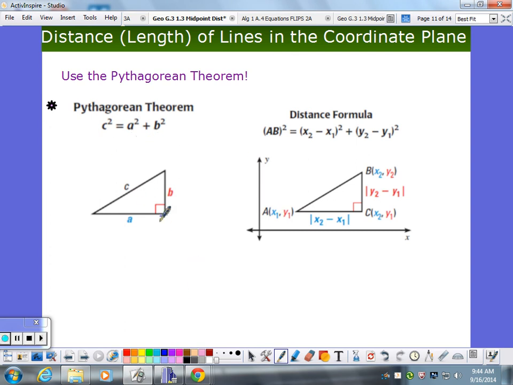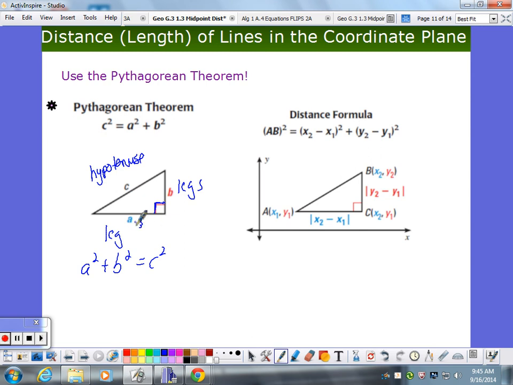But it's a right triangle. The side opposite the right angle is called a hypotenuse, and it's the longest side in that triangle, because that's the biggest angle. These little sides are called legs. So if you square the legs and add them, you get the square of the hypotenuse, or a squared plus b squared is c squared.